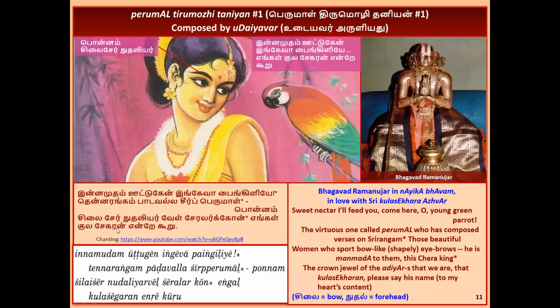Okay. So Engal kulasEkharan endre kuru. So that kulasEkharan's name, please say it. Okay, so: Innamudam Uttiyen Ingeva Paingiliye Tennarangam Padavalla Sirperumal Ponnam Chelaisir Nudaliar Vel Seralarkon Engal kulasEkhara Nindre Kurun. Okay, so I'm going to recite it, and then you can say it after me. And after I teach both the taniyans, I will then play the goshti. So again, the second time I say it with me, but please keep yourself muted.